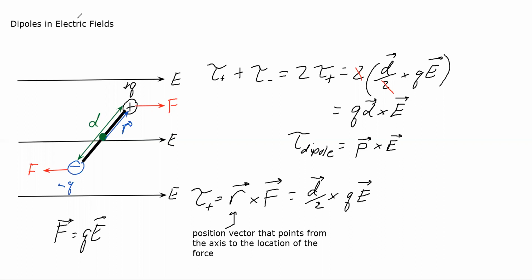Now in practice, if you remember, we could represent the cross product a little differently. If we want to find the magnitude of torque, all you do is take the magnitude of the dipole moment times the magnitude of E times sine theta, where theta is the angle between the dipole moment and the electric field.